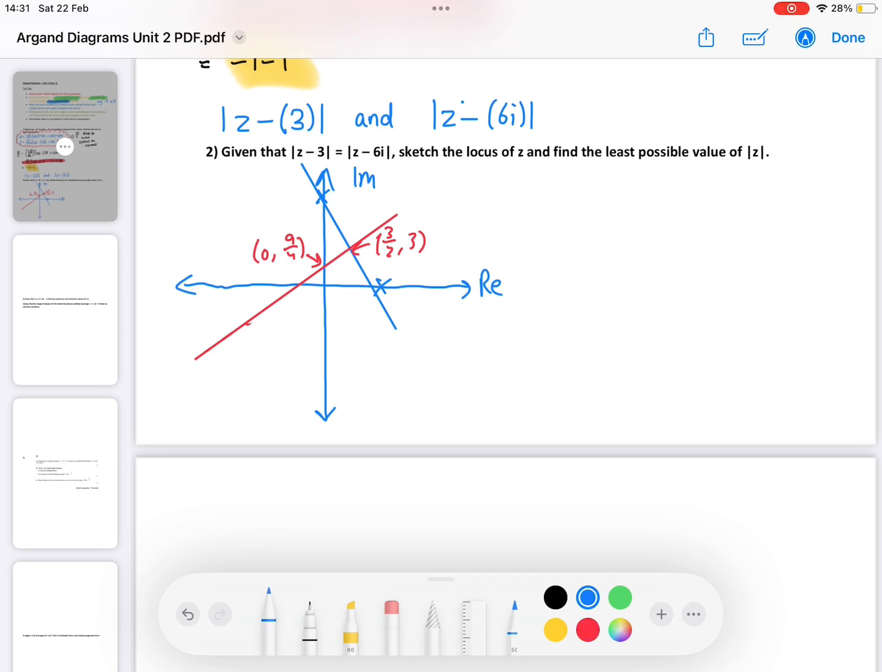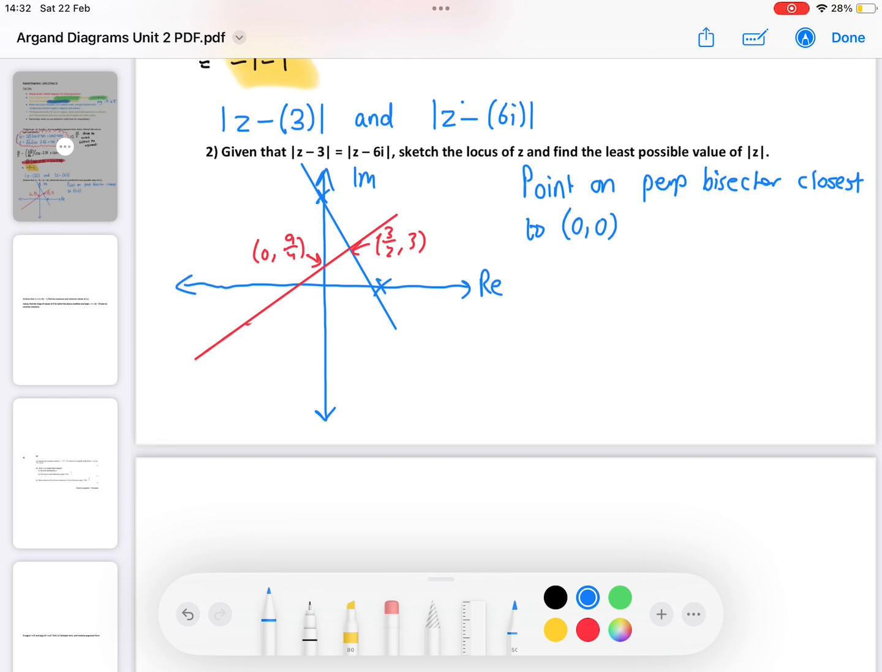Okay, so we need to find the least possible value for the modulus of z, and we know that it lies somewhere along that red line. z lies somewhere along that red line, and we want to find the point on that line which is closest to 0, 0, because that's where the modulus of z will be the smallest. And again, some coordinate geometry intuition will tell us that the point on the perpendicular bisector closest to 0, 0, if you draw a line from 0, 0 to that point, it should be perpendicular to the perpendicular bisector.